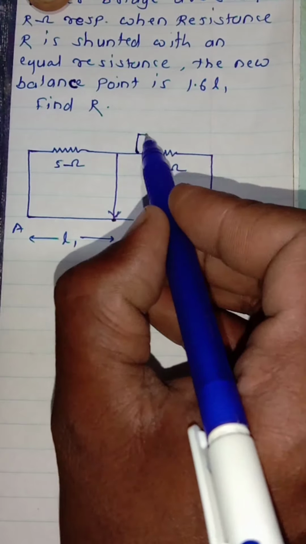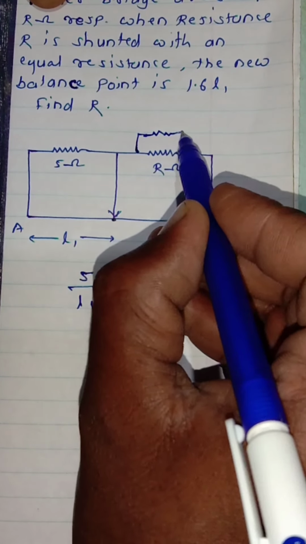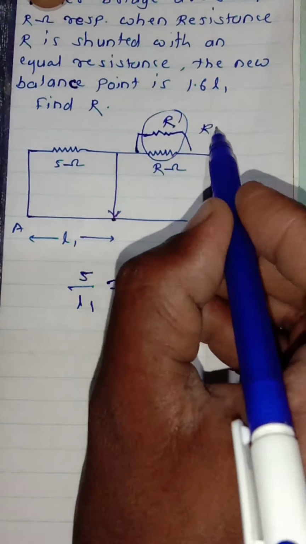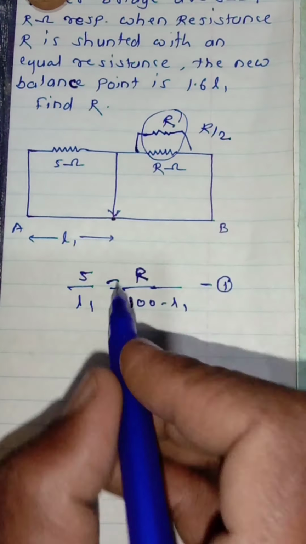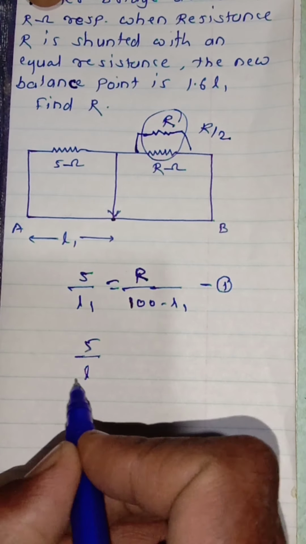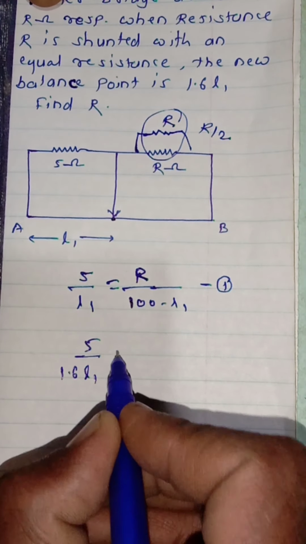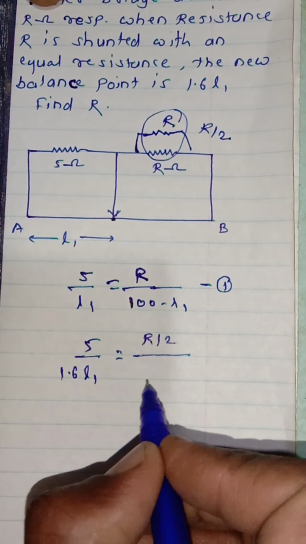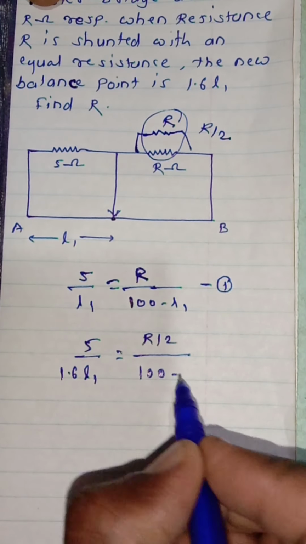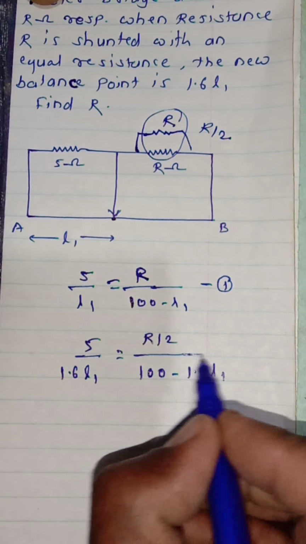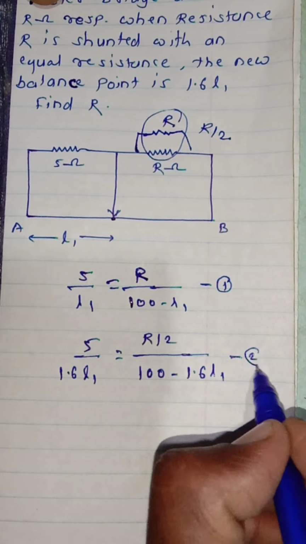From the second condition, it is concluded that this resistance is shunted by the same resistance, that is, another resistance R is connected in parallel, and the equivalent resistance becomes R divided by 2. Then from this condition we can write 5 divided by 1.6 L1 is equal to R divided by 2, whole divided by 100 minus 1.6 L1. This is equation number second.